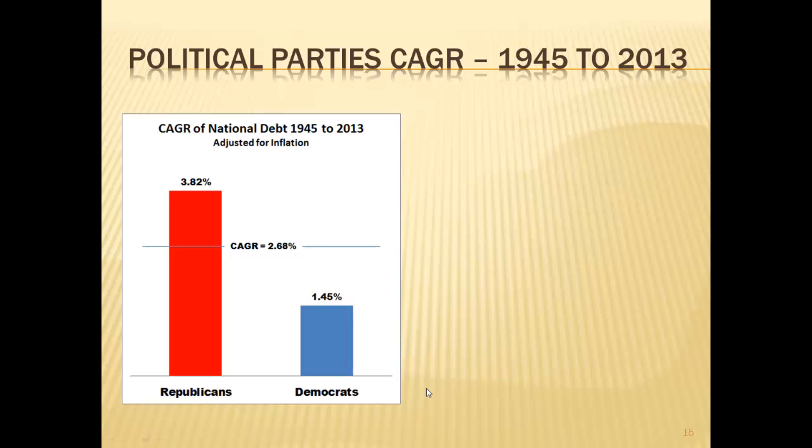Now, if we look at how the political parties did, this was the big surprise for me. The Republicans in the 69 years that we looked at had an average compound annual growth rate of 3.82%, while Democrats had almost half of that at 1.45%. If you look at the 69 years of growth in the federal debt in terms of 2013 dollars, the average comes out to 2.68%.